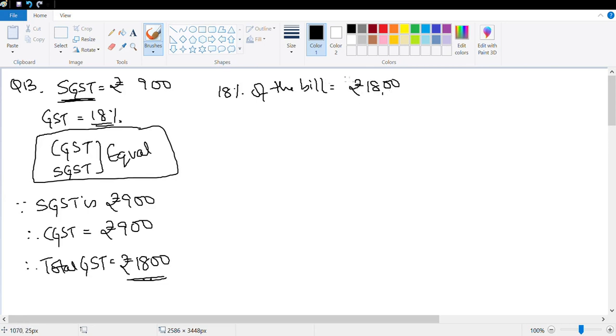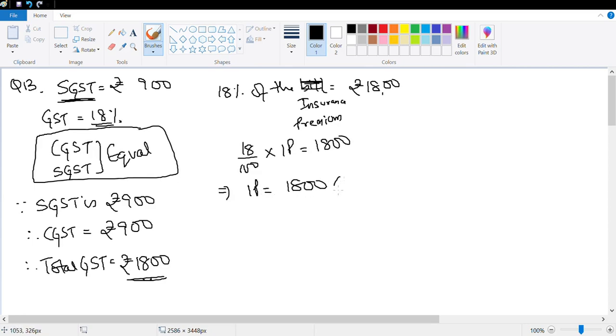In this case, what is the bill? In this case, the bill is insurance premium. So 18% of the insurance premium is 1800. So what is the insurance premium? So 18 by 100 into insurance premium is equal to 1800, which means insurance premium is 1800 into 100 upon 18, which is equal to rupees 10,000.